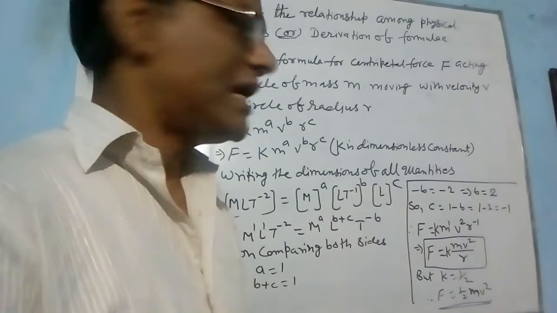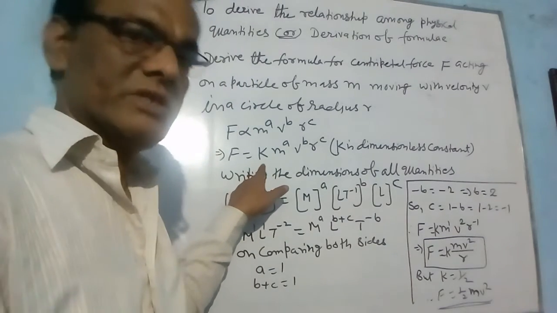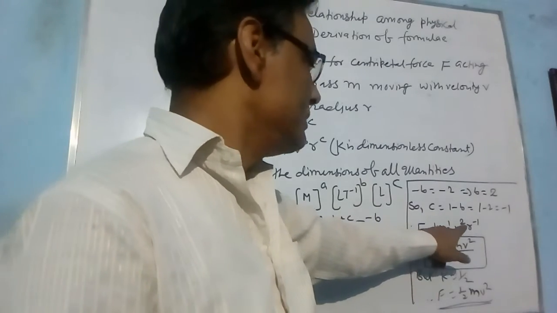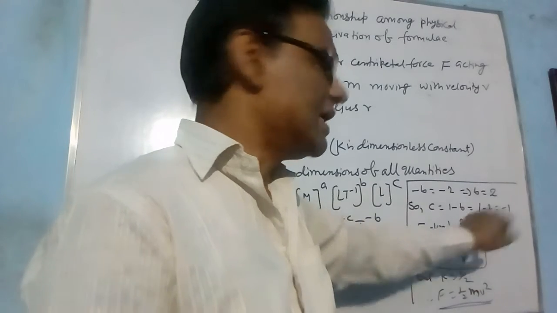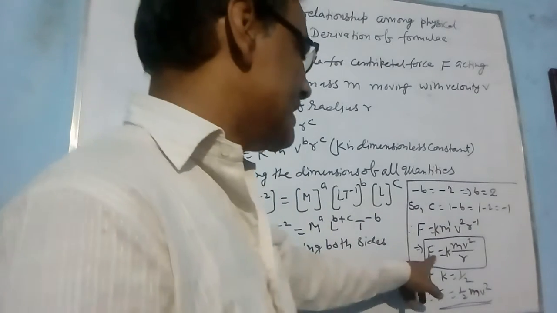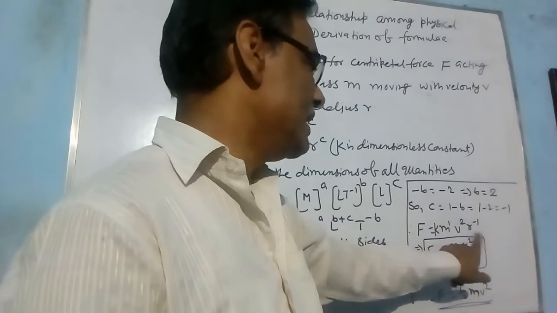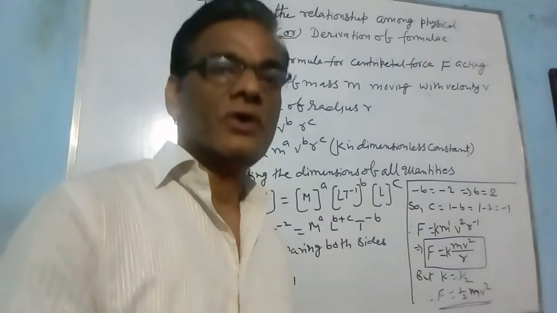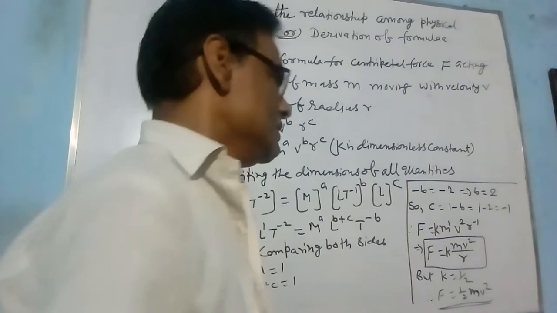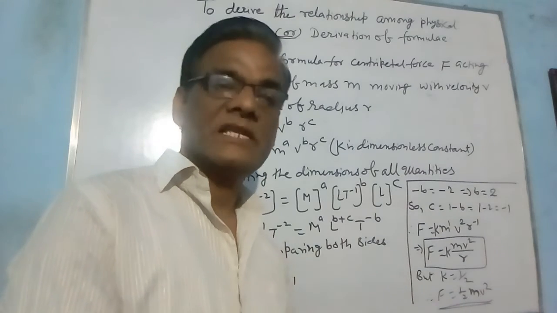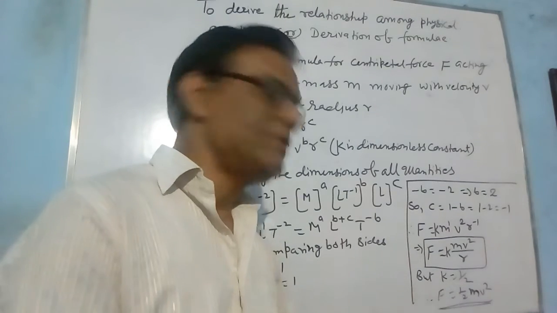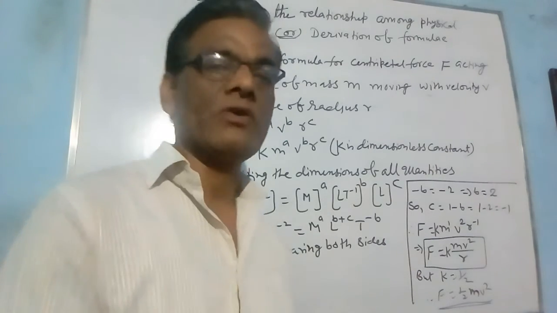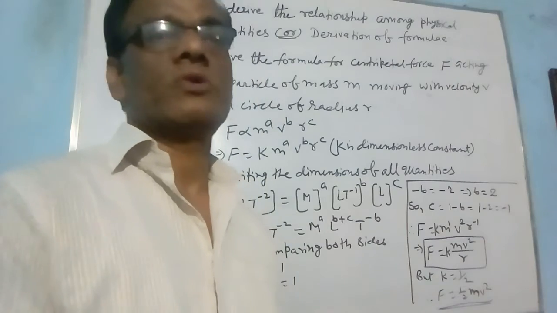Now, write these values in this equation. Then F equals k m to the power a, v to the power 2, and r to the power minus 1. That can be written as F equals k m v square by r. This is the required formula for centripetal force. But experimentally, it can be found that the value of k equals 1, so F equals m v square by r.